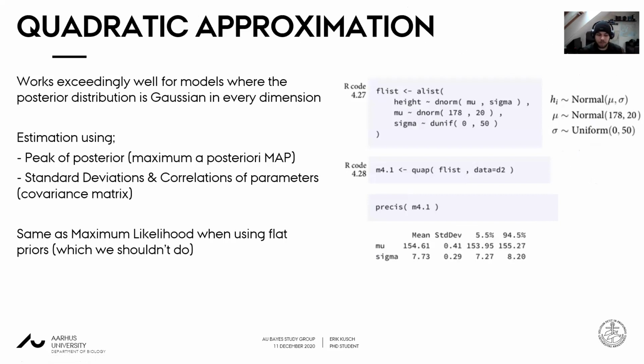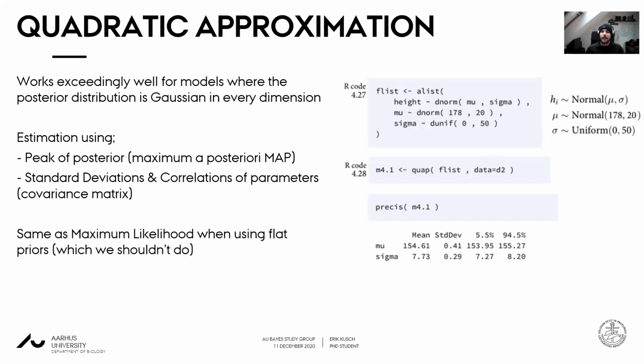Grid approximation works by way of walking along a distribution and then stopping when it reaches the summit, and describing the distribution just by the summit and the slope around it, which means it's much, much faster than a grid approximation on large dimensions and sample sizes. So the estimation here uses the peak of the posterior, which is also the maximum a posteriori, or MAP, and it looks at standard deviations and the correlations of parameters, which could give us a covariance matrix of the different parameters in the different dimensions.